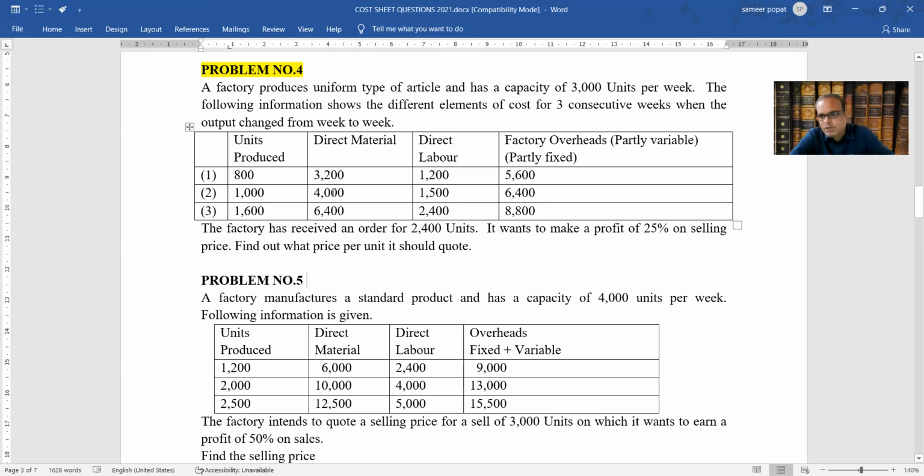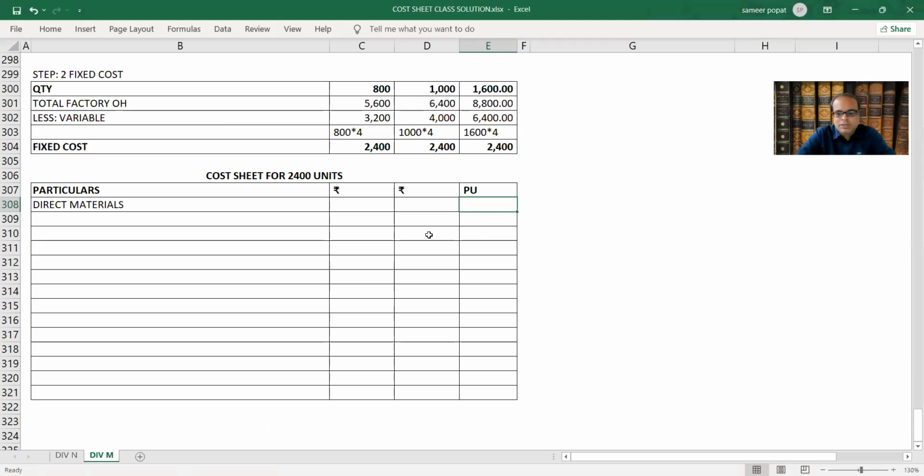That is the nature of variable cost. So even for 2,400 unit, its per rate cost would be constant of rupees 4. The total amount will change by multiplying the quantity. Okay. So here it is 4. So if I multiply 4 by 2,400 units, I will get total cost.